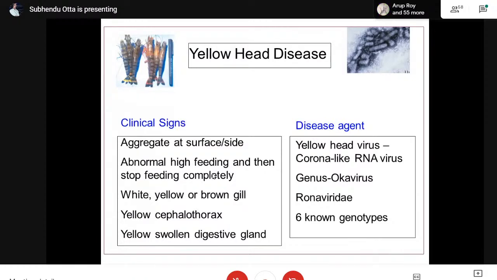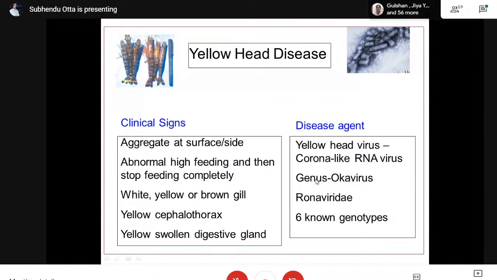Only long back, around 94, there was a single report that was based on histopathology analysis. However, after that, it has not been reported from anywhere else in India. So that's why you can consider that it is absent in India. Like almost all virus diseases, you see the same clinical signs, but the most prominent clinical sign is the yellow color. It starts from the gill, spreads to the carapace, and then spreads to the entire body.